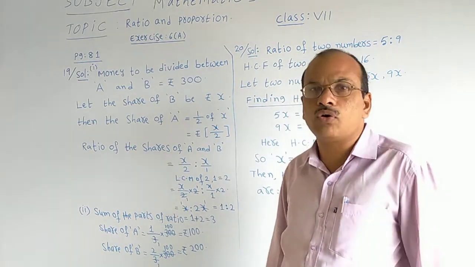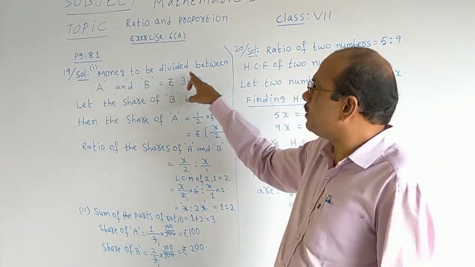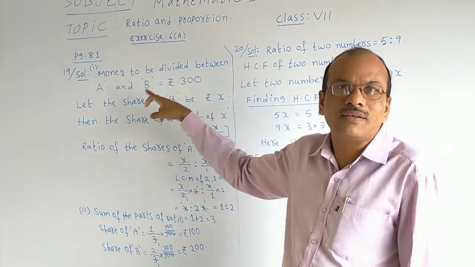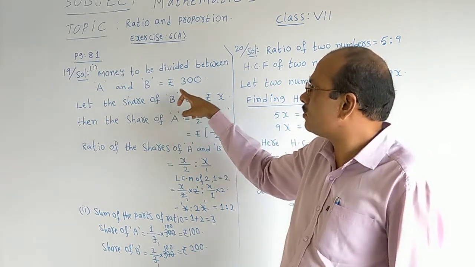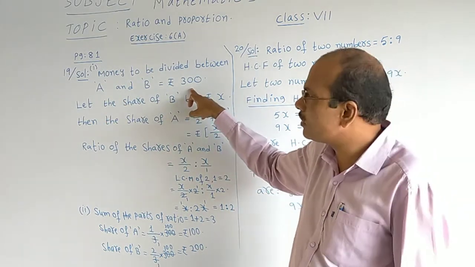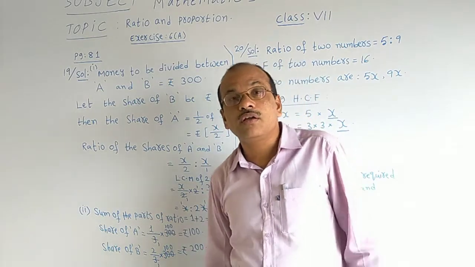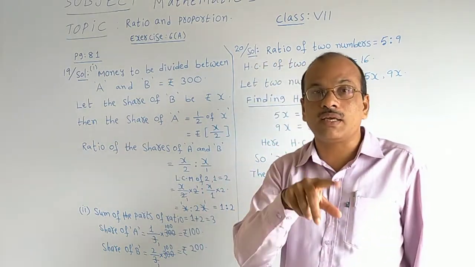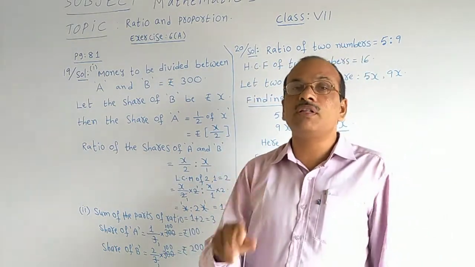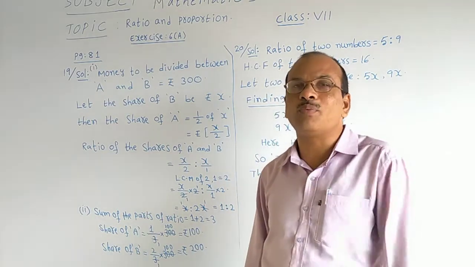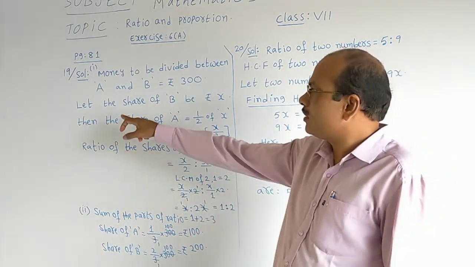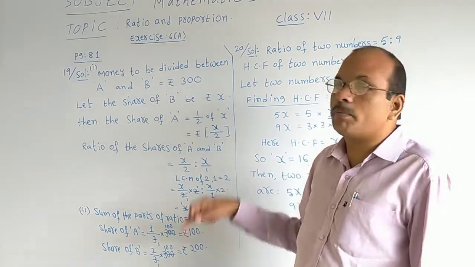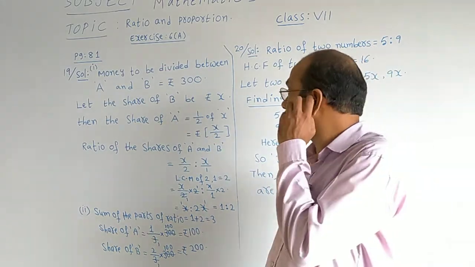All of you look at the board. Money to be divided between A and B is equal to 300 rupees. Between A and B, those two are people, person A and person B. Between them we have to divide 300 rupees.